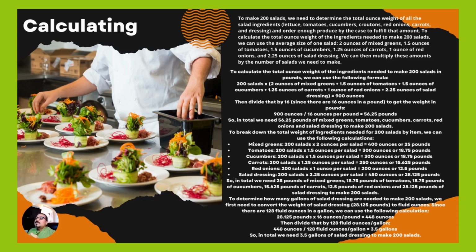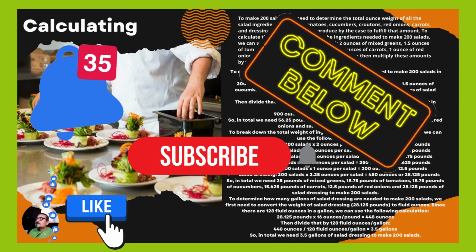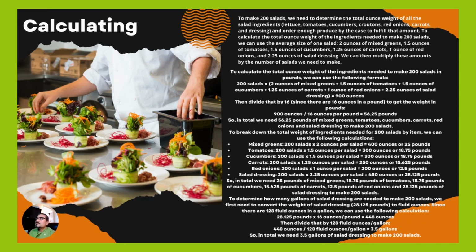To calculate the total ounce weight of ingredients needed to make 200 salads, we can use the average size of one salad. The average salad is normally mixed greens, and you can have some other greens there as well. Let's say 2 ounces of mixed greens. We're just going with mixed greens. So 2 ounces to start with, for one person. This is one salad, an amount for one person.